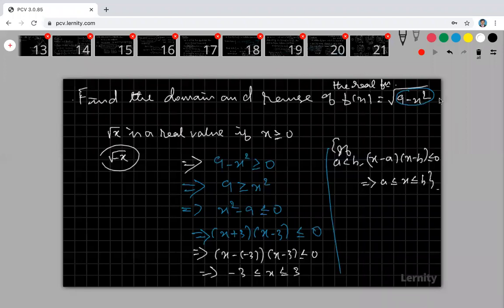When I am getting the real values of f of x, the inside 9 minus x square should be greater than or equal to 0, positive. Negative means what happened? It will be imaginary, complex, not a real value, right? So therefore, this should be positive. If this should be positive, what are the x values we have to apply? That is the question.